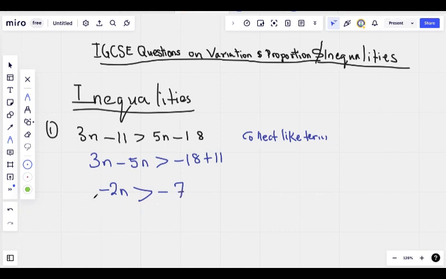So we're looking for n. Since we're looking for n, we're going to divide both sides by negative 2. If we divide here by negative 2, we likewise divide here by negative 2. So negative cancels negative, 2 cancels 2. 7 divided by 2, we get 3.5. So we get n greater than 3.5.